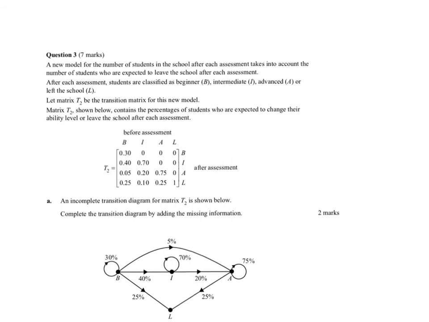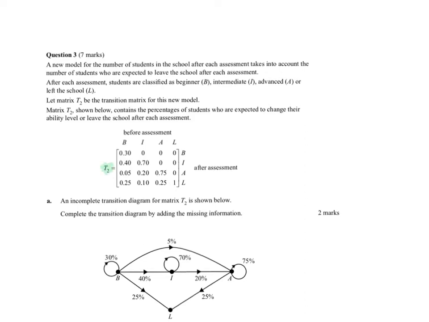Question 3. A new model for the number of students in the school after each assessment takes into account the number of students who are expected to leave the school after each assessment. So now, after each assessment, students are classified as beginner, intermediate, advanced, or they could have left the school. Let matrix T2 be the transition matrix for this new model. Matrix T2 shown below contains the percentages of students who are expected to change their ability level or leave the school after each assessment. So now we've got a new transition matrix.